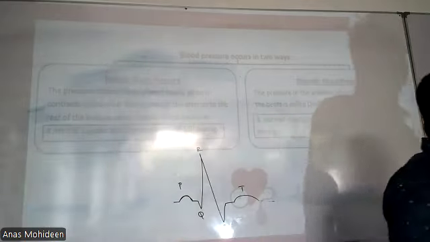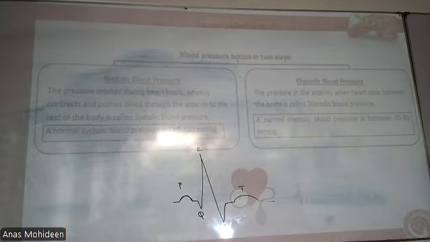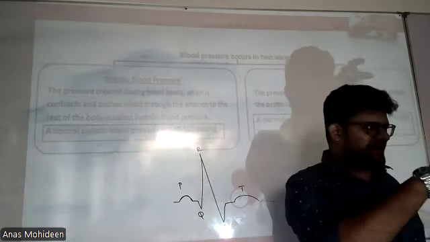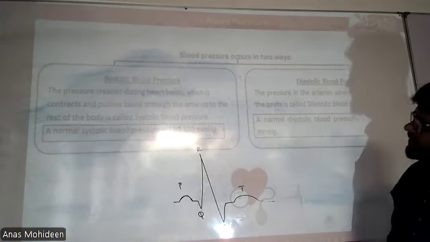And the last part of this: blood pressure. We take two types of blood pressure. One is systolic blood pressure, the other is diastolic blood pressure. Systolic blood pressure means, during the heartbeat, once the blood is pushed into the arteries from the ventricles.